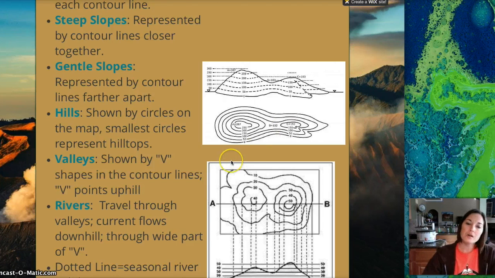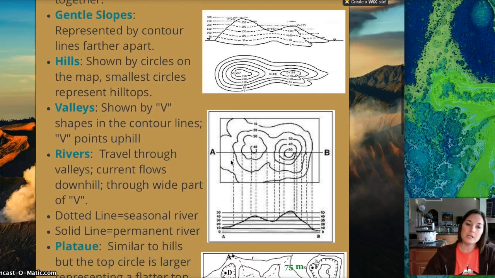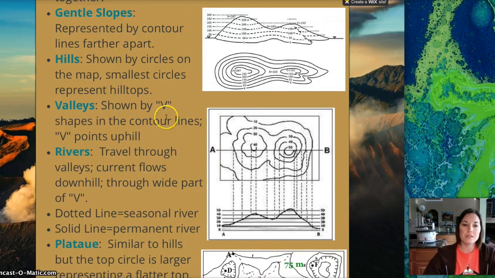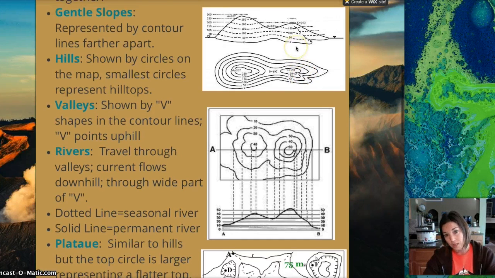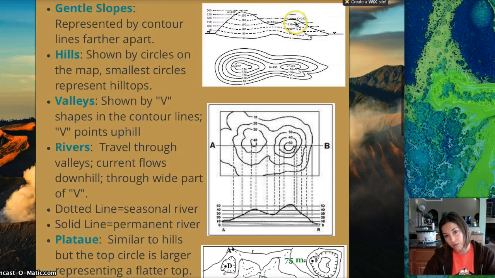Another landscape feature you need to be able to recognize on a topographic map is a valley. And a valley is shown by a V shape in the contour line. And you can see there's a little set of V shapes right here within these contour lines showing the valley. You can see that valley right here on the profile as well. So there's a valley, and that's represented by those V's.